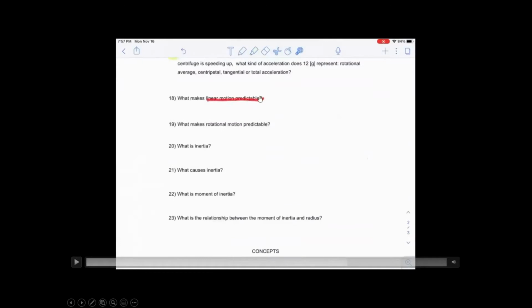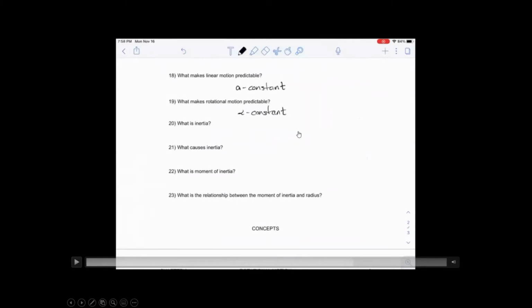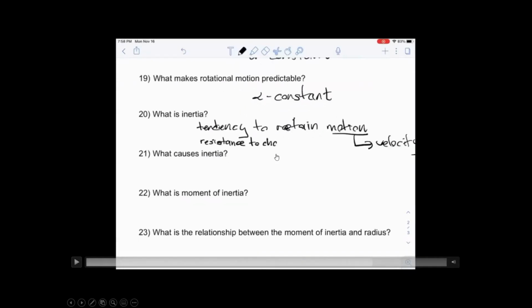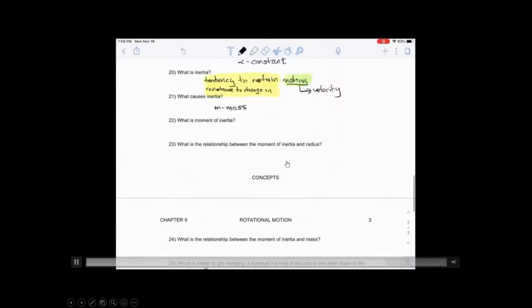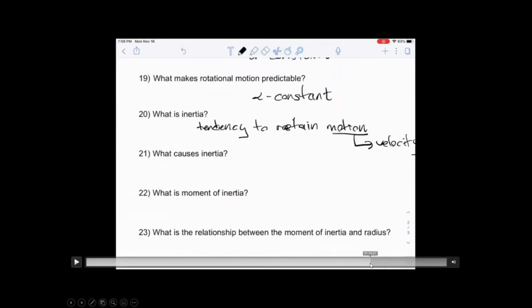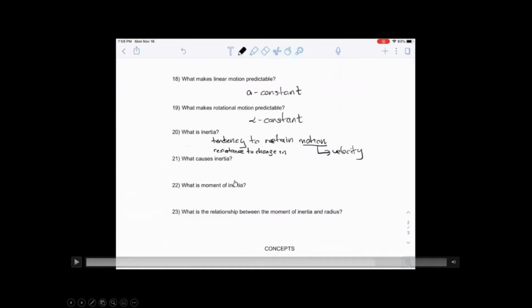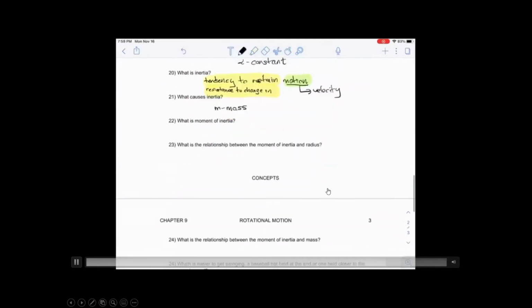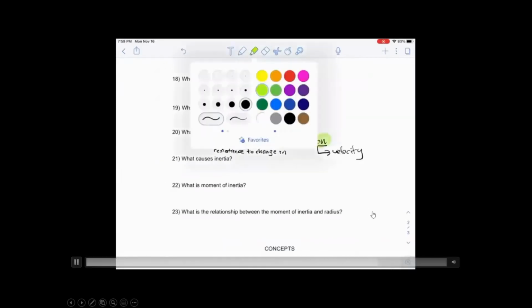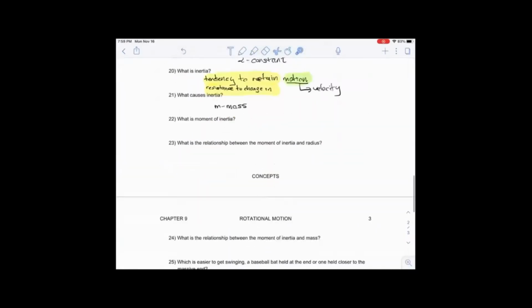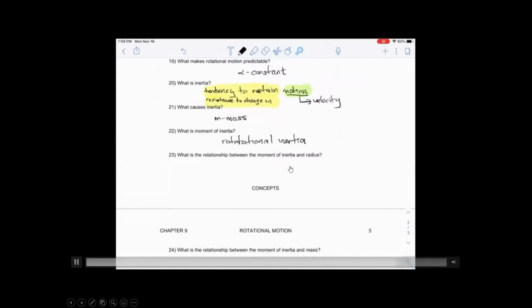What makes linear motion predictable is constant acceleration. Likewise, the rotational motion will become predictable when the rotational acceleration is constant. Inertia is the tendency to retain motion or resistance to change in motion. Motion means velocity. So inertia is caused by mass. Moment of inertia is the rotational mass-like expression. So we'll get back to that. It's the rotational inertia.